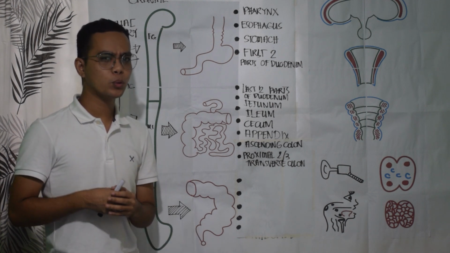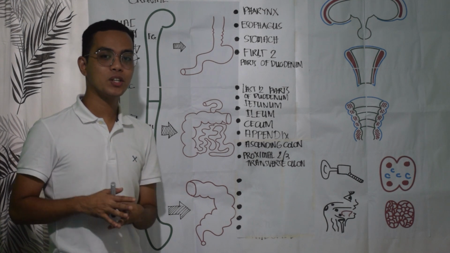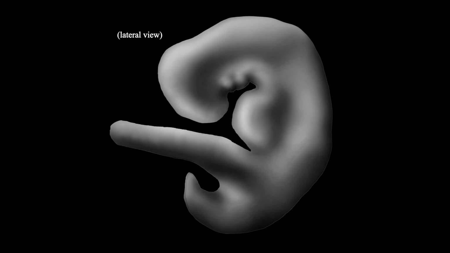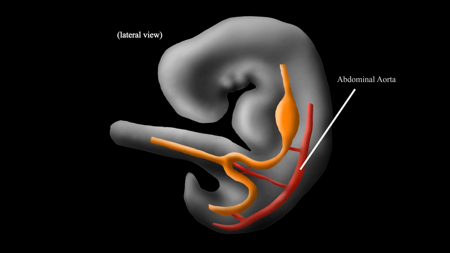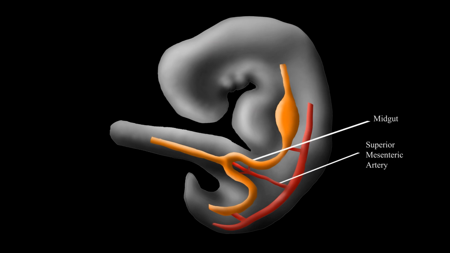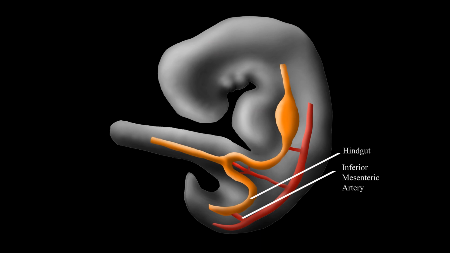To know more about what I have just said, here's a video for you to visualize. This is a brief overview of the embryological rotation of the midgut. Arterial blood to the gut tube is supplied by the abdominal aorta. The gut tube is composed of the foregut with blood supply from the celiac artery, the midgut with blood supply from the superior mesenteric artery, and the hindgut with blood supply from the inferior mesenteric artery.